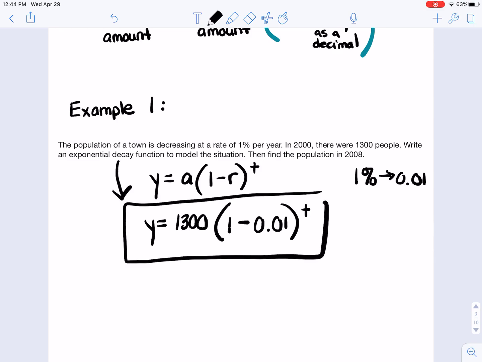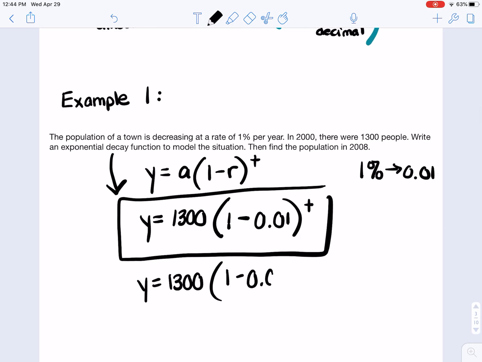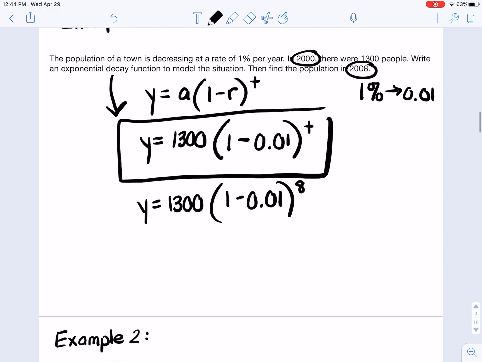Okay. Now, in the next step, this is where I'm going to plug in whenever they want me to find out how much population there was. It says then find the population in 2008. Once again, I'm not plugging in, I'm not going to raise this to a power of 2008. The number would be so big it wouldn't even fit in the calculator. In this case, 8 years have passed from 2000 to 2008.